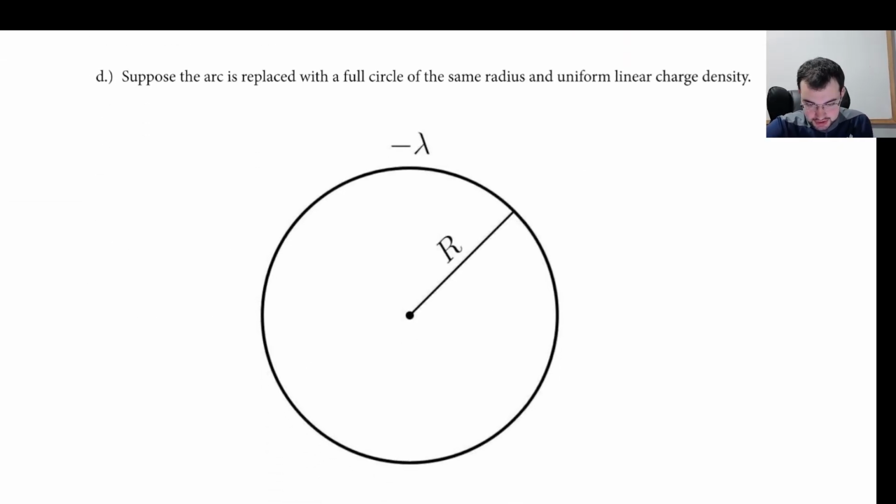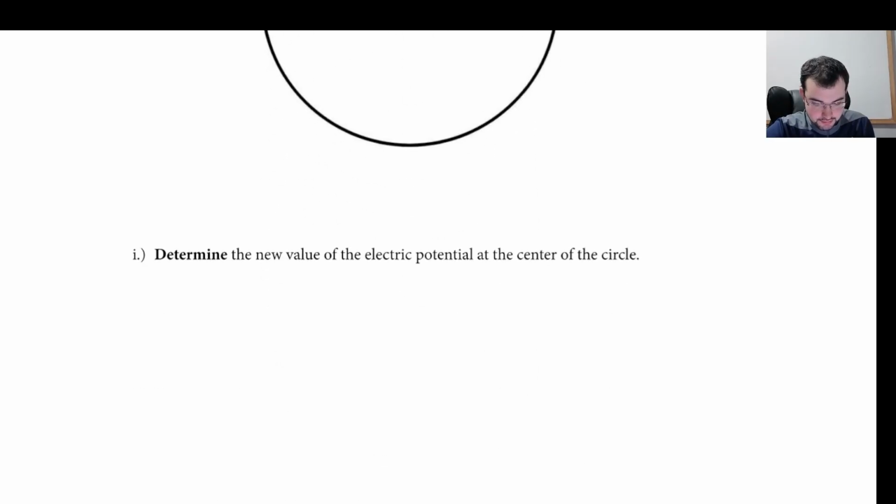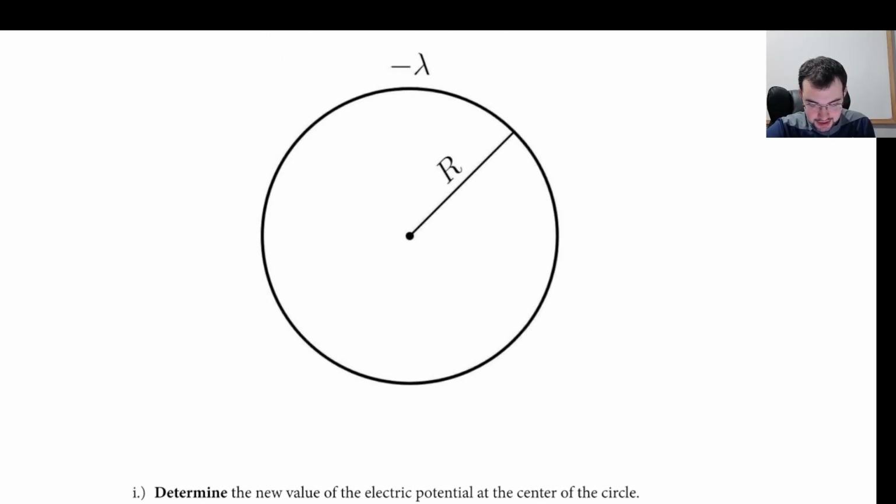So suppose instead we replace the arc with a full circle, which has the same radius and same charge density. It is a negative charge density. What's going to happen to the potential? Well, potential is linear. It's a scalar, right? So potential is a scalar. So this entire thing represented the potential for the charge distribution we originally had. So we originally just had this half arc.